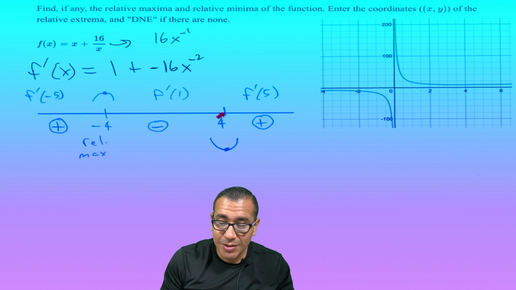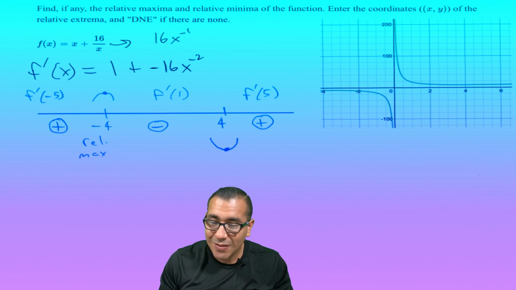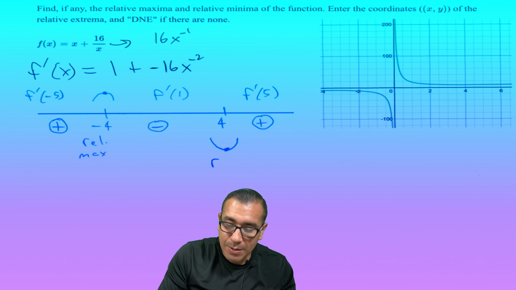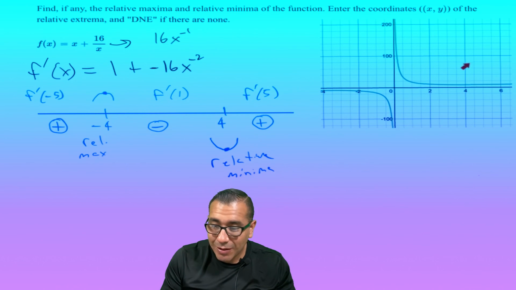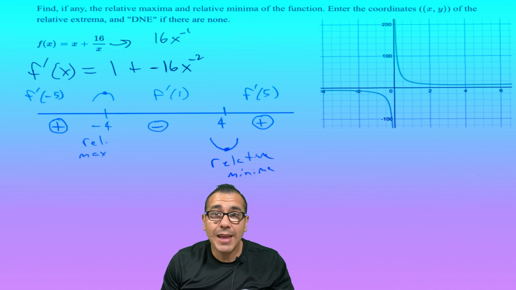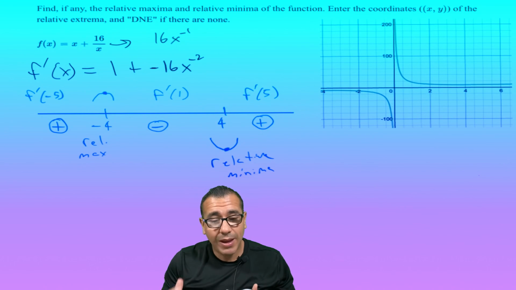So look at what we saw. To the left of 4, it was decreasing. To the right of 4, it was increasing. So that's going to give us a relative minima. So relative minima, right? And there you have it. And if you look at our graph here, it's really hard to see that. So again, this is where taking the derivatives is very helpful.